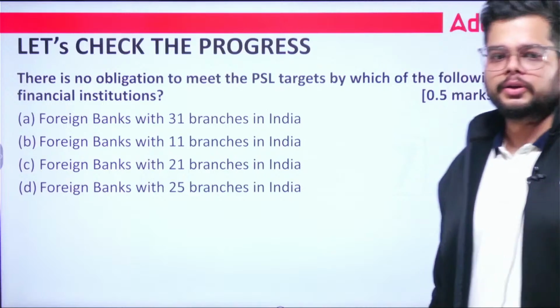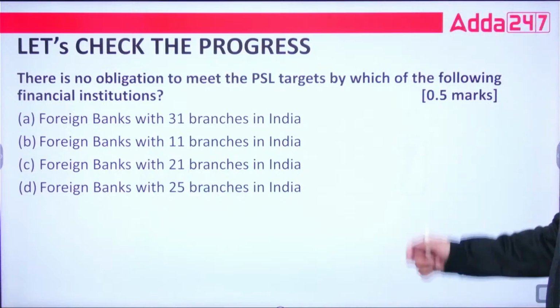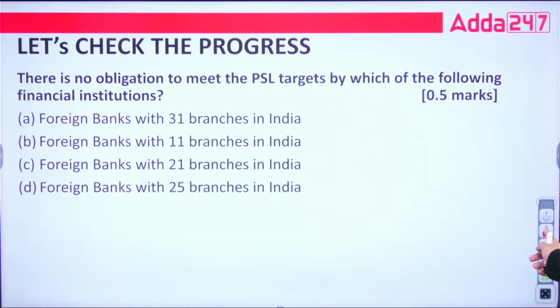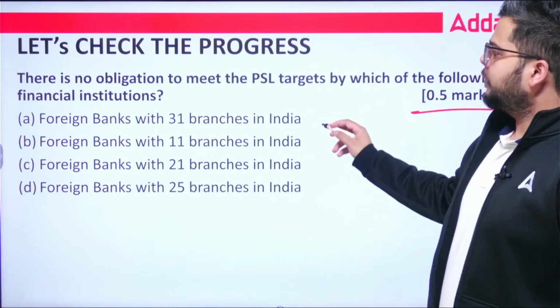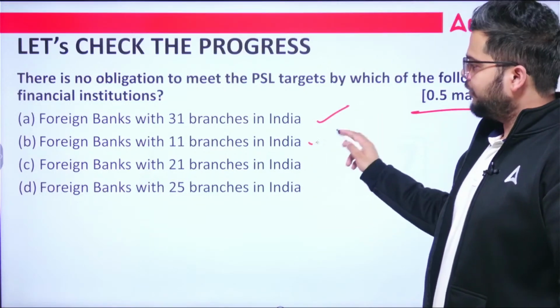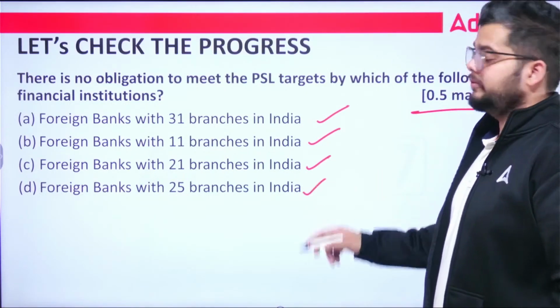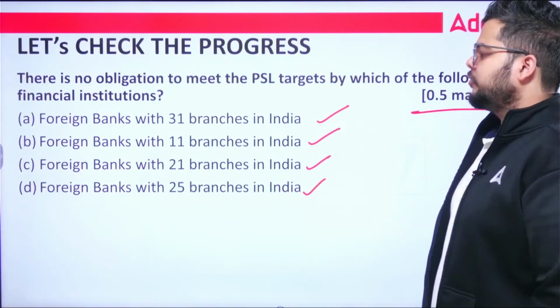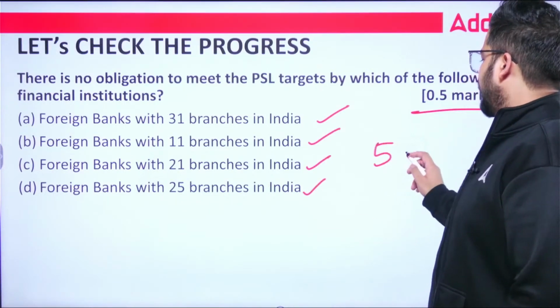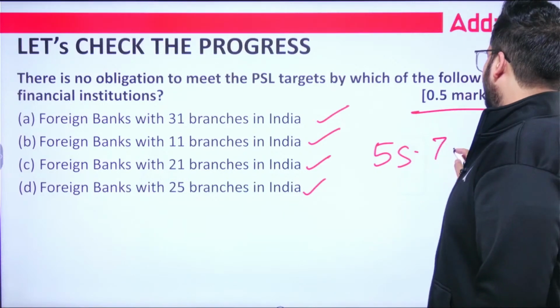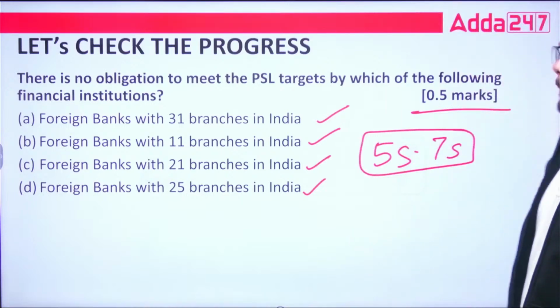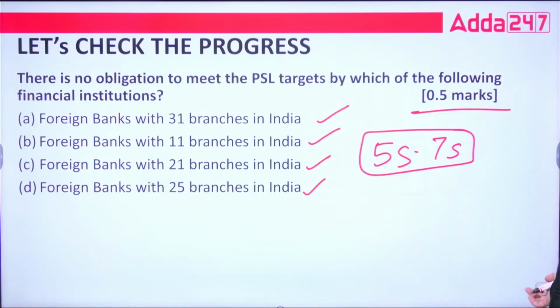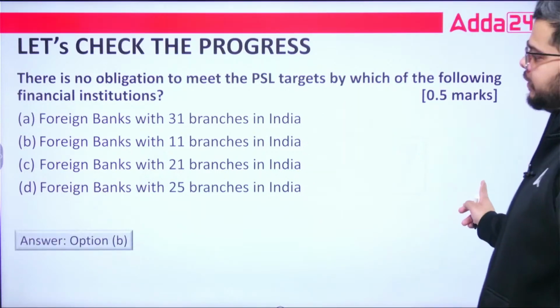There is no obligation to meet the PSL target by which of the following financial institutions? Foreign bank with 31 branches, with 11 branches, 21 branches or 25 branches. What is the correct answer? Minimum, I would say 5 seconds, maximum you can say 7 or 8 seconds. That's the only time frame which you should take. Correct answer is option number B. Okay, option B will be the right answer here.